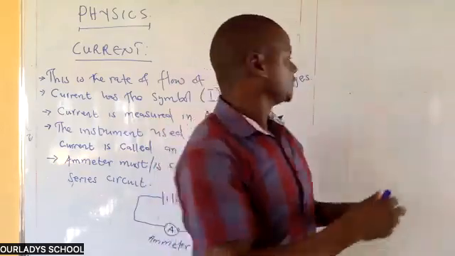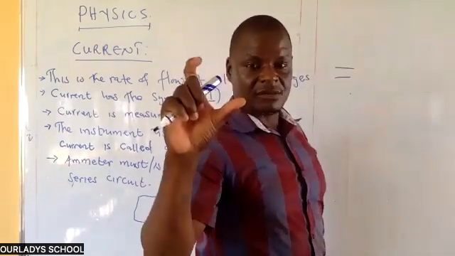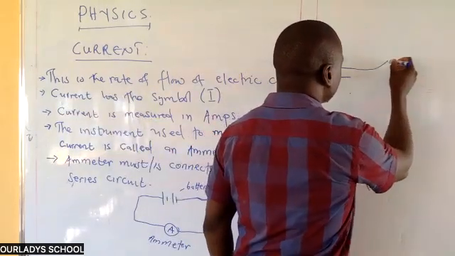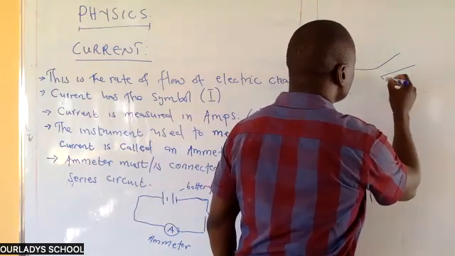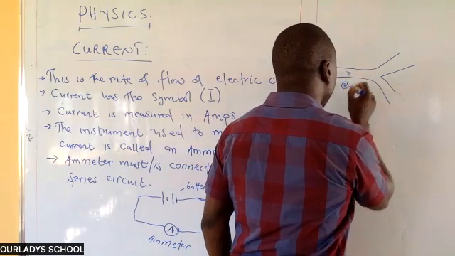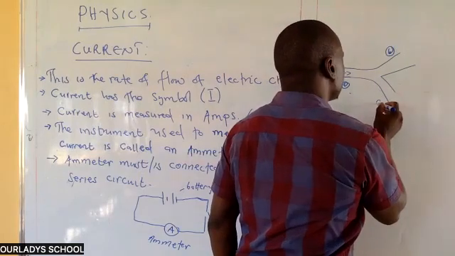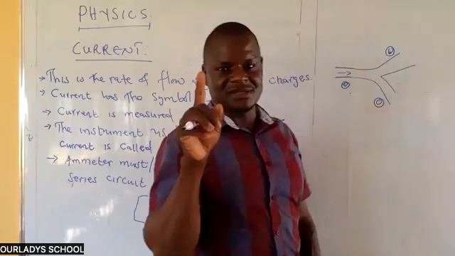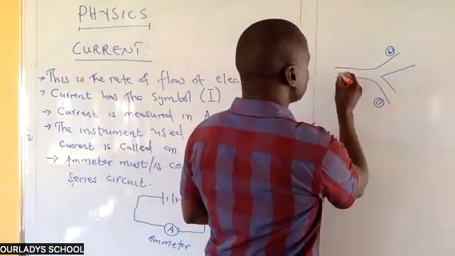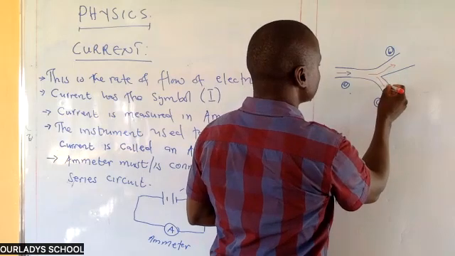a hose pipe. We have a pipe here, very big. The wide lumen is quite big. And then this pipe gets subdivided into two equal parts. The amount of water at point A, the amount of water at point B, and the amount of water at point C is different. Now remember, when water runs through this hose pipe and reaches this point, it has to be subdivided.